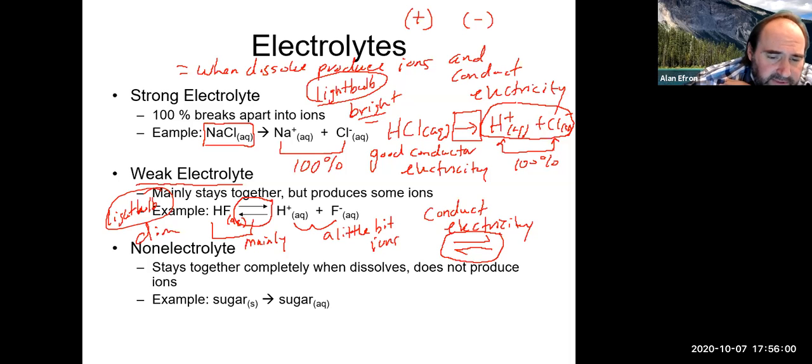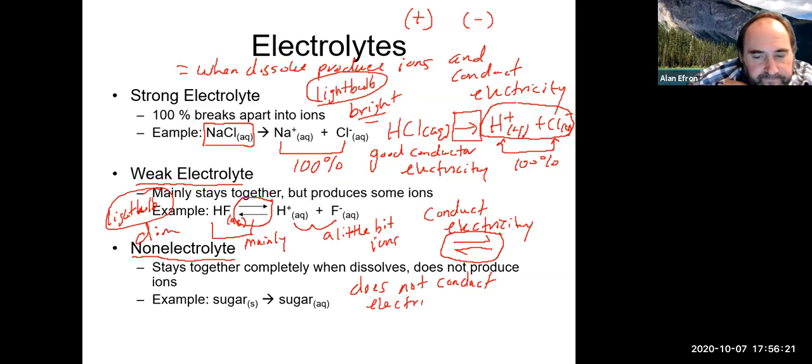That leaves us the last one, which is referred to as a non-electrolyte. In a non-electrolyte, what we essentially will have is something that will dissolve, but will not produce any ions. And because it does not produce ions, it does not conduct electricity. So, for example, we all know sugar. Sugar will dissolve if you put it in water. Sugar is pretty much made up of carbons, hydrogens, and oxygens, which means those guys will share electrons and be covalently bonded and will not produce any ions.